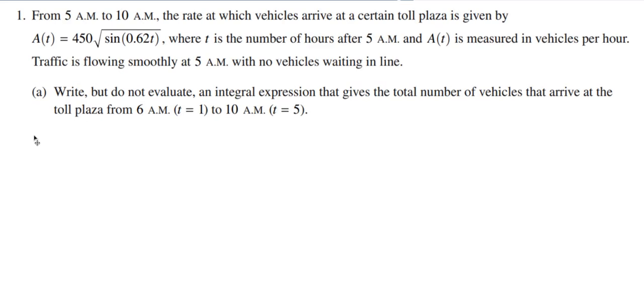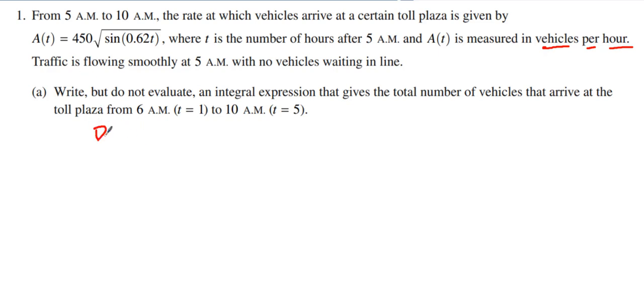You can see it is a contextual problem here where they gave me a function. And this function is A of t, and this is the rate at which vehicles are arriving. So this is a rate, and take a look at the units here. The units are vehicles per hour. So my A of t is my rate. Our time 0 starts at 5 a.m. and you can see they're going from 5 a.m. to 10 a.m. And so the first thing I did, we use TI-Nspire CX CAS calculators in my class.